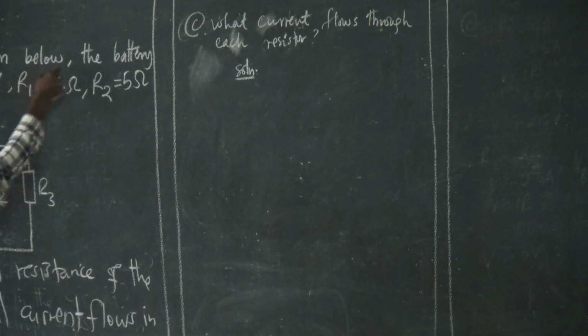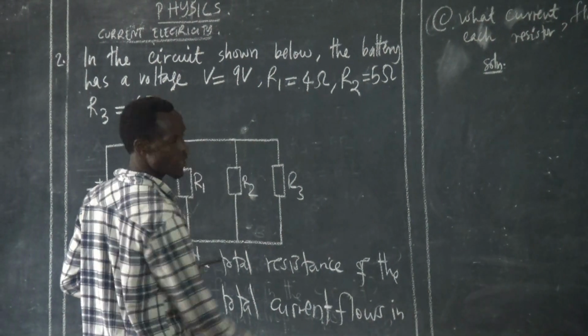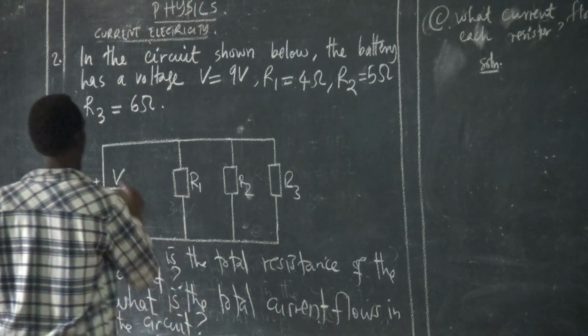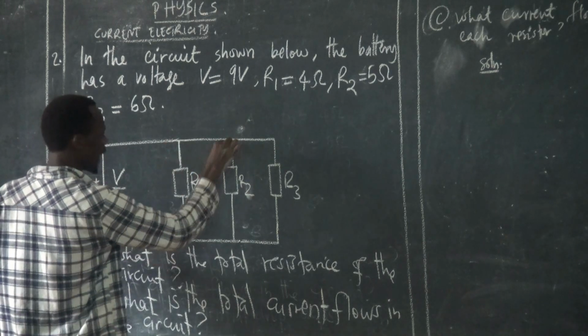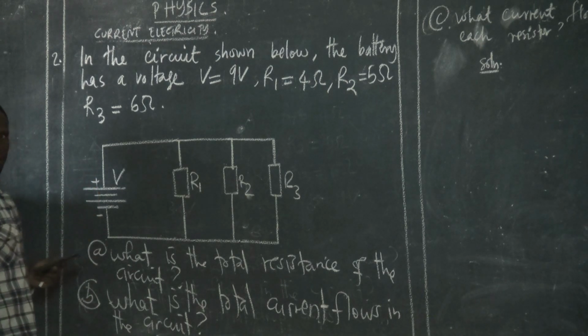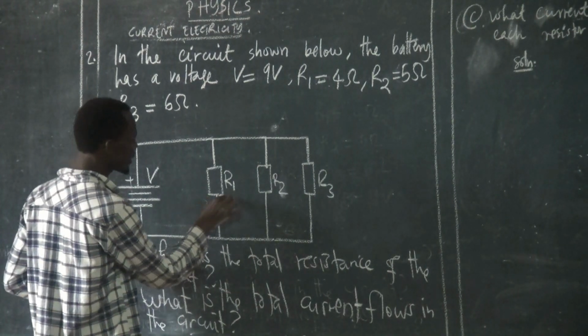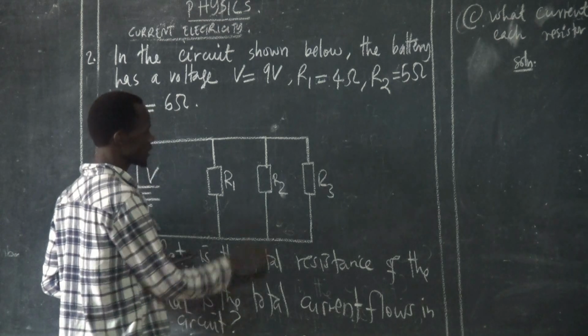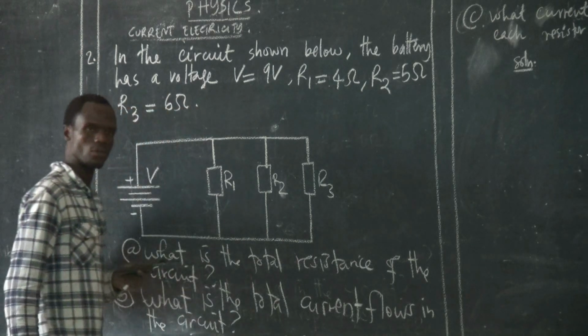In the circuit shown below, the battery has voltage V equal to 9. R1 is equal to 4 ohms. R2 is equal to 5 ohms. R3 is equal to 6 ohms. These resistors are connected in parallel. Now what is common here? Voltage. Now voltage at R1 and voltage at R2 and voltage at R3 are equal.